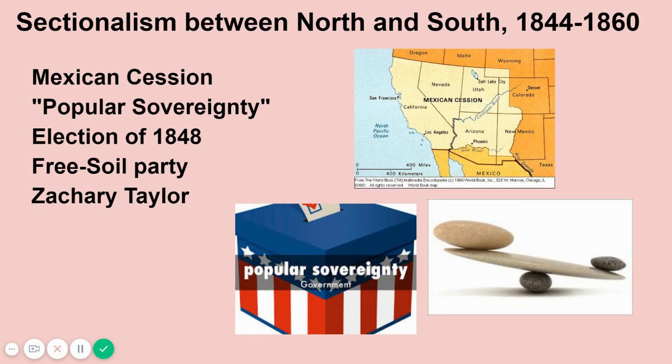Again, we're going to see a party like the last election, the Liberty Party, a party dedicated to preventing the spread of slavery. That would be the Free Soil Party. They're going to have a candidate, Martin Van Buren, in the election of 1848. And the Whig nominee would win, the hero of the Mexican War, Zachary Taylor. The Whig candidate, Zachary Taylor, would be president following the Mexican War.